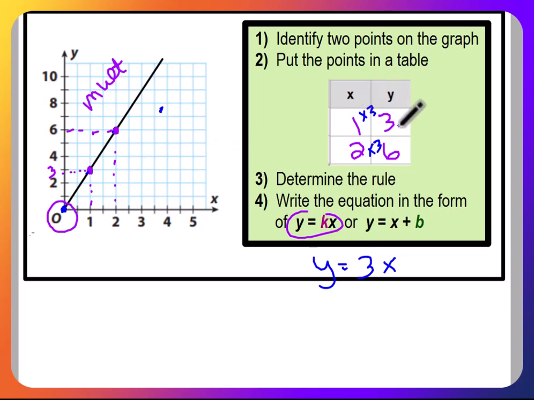So I put those in my table. Knowing that it was multiplicative, I asked myself, what can I multiply 1 by to make 3? And that's 3. If I do the same thing with a 2 and multiply it by 3, I do get 6. So my rule is to multiply by 3, which is where we got y equals 3x.